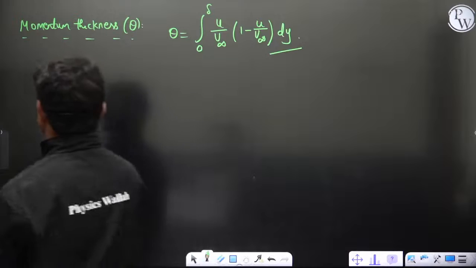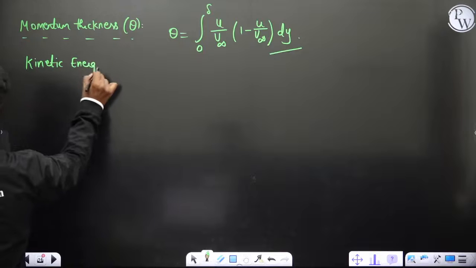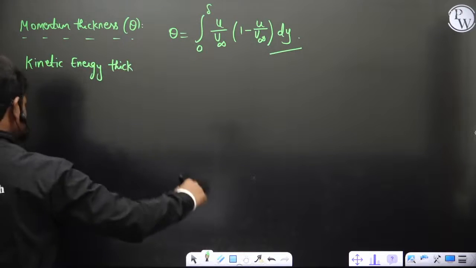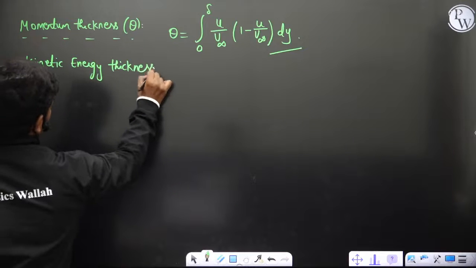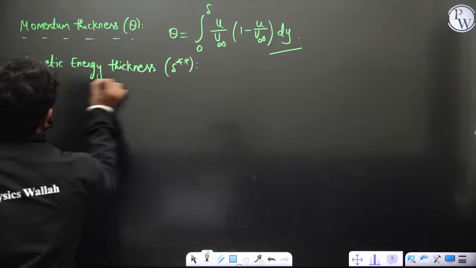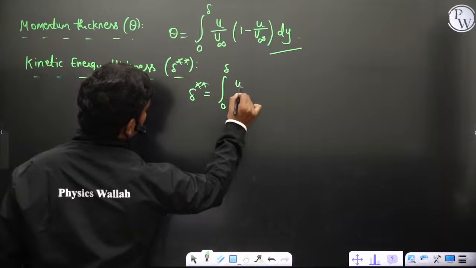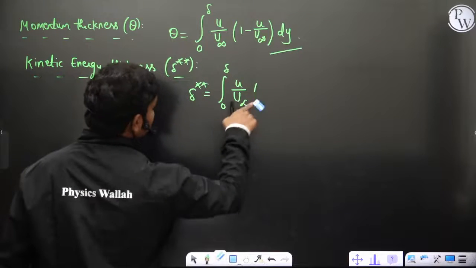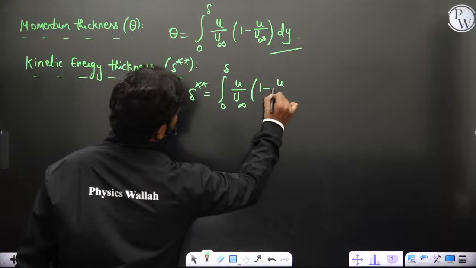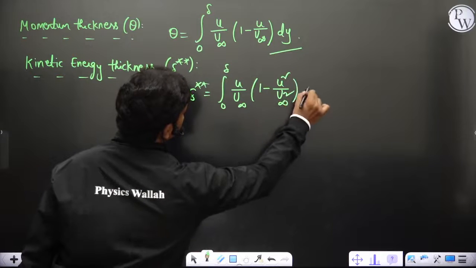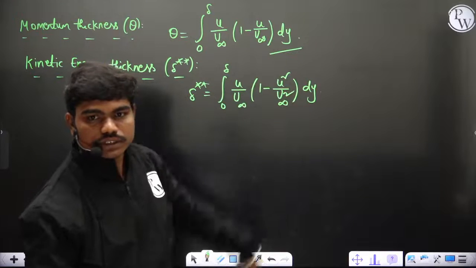Similarly, for kinetic energy, what can you do? Kinetic energy thickness. If you simplify, this equation is the same. Instead of considering mass, you should consider momentum in the momentum thickness, and energy in the energy thickness. That's it. So the kinetic energy thickness is delta double star. This u will remain the same because of the mass flow multiplication, and kinetic energy is half m v square, so the square will be there. So u by u infinity into (1 minus u squared by u infinity squared) dy. That's it. Because here it is momentum, so only one u. Here it's kinetic energy, so half m v square, so this gets cancelled.